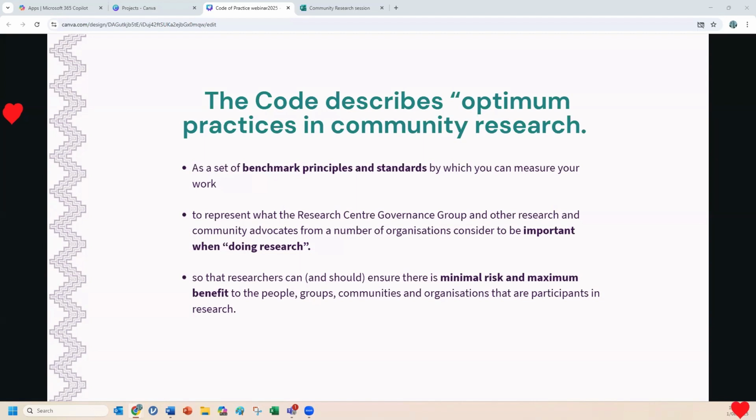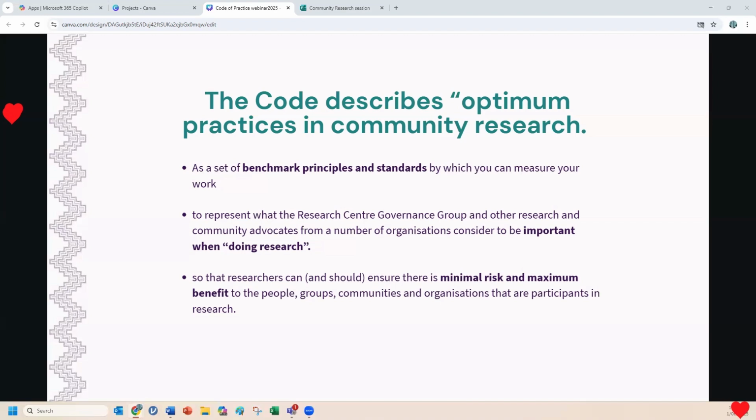However, at the same time, I think there are some specific elements within it, around, say, benefit to communities in doing a piece of community research. It may not be maximised benefit because of a whole lot of contextual things, but I think there are touchstones throughout the code which it's important to consider and to think about when undertaking community research.